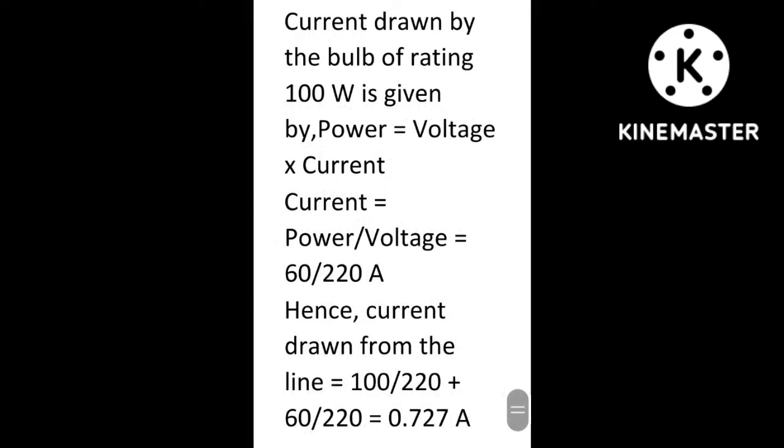Here the current drawn by the bulb, that is power is equal to voltage into current. So from this equation we can find the value of current. Current will be equal to power divided by voltage. Then we can substitute the values, that is power is 60 and voltage is 220. So the current will be equal to 60 divided by 220. Hence the current drawn from the line will be equal to 100 by 220 plus 60 by 220. That is equal to 0.727 amperes. Hope it is clear to you.